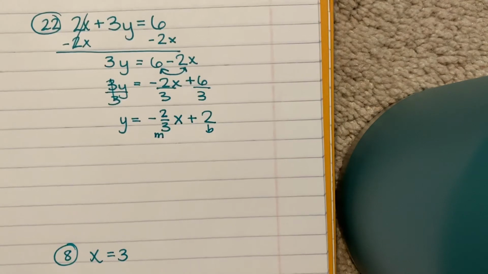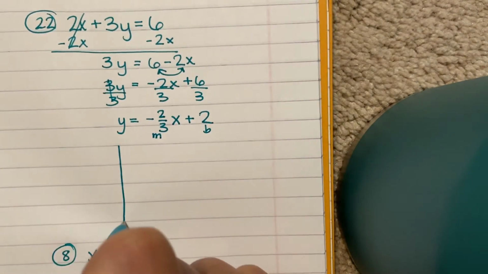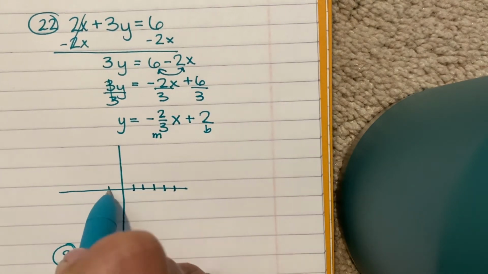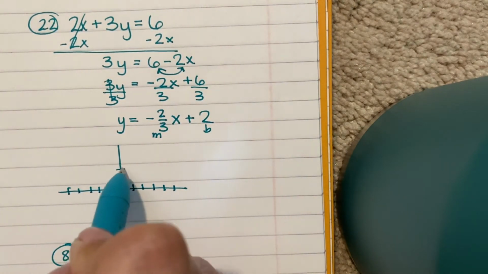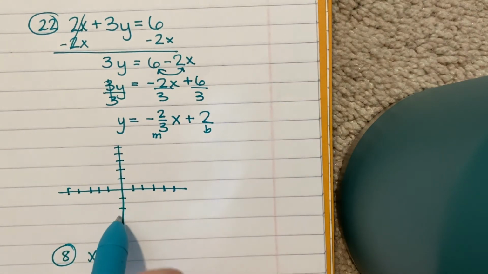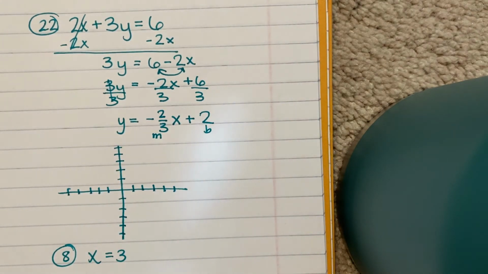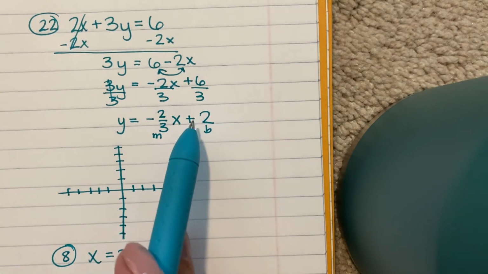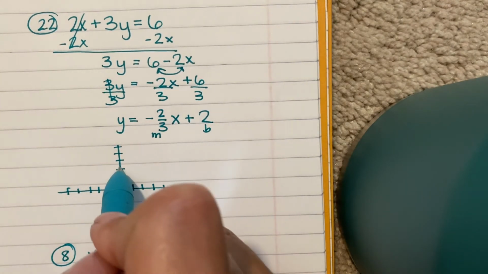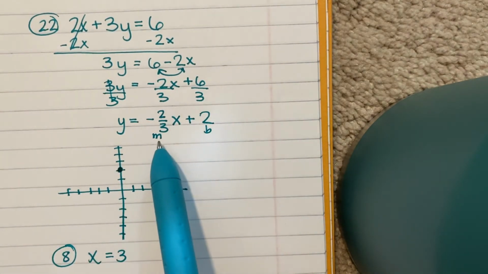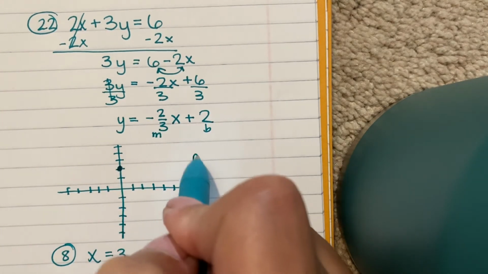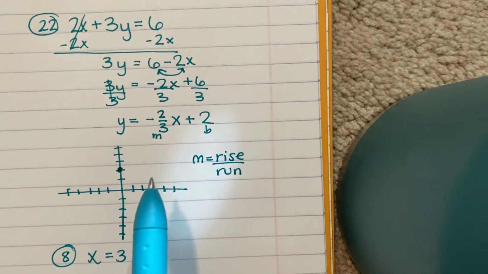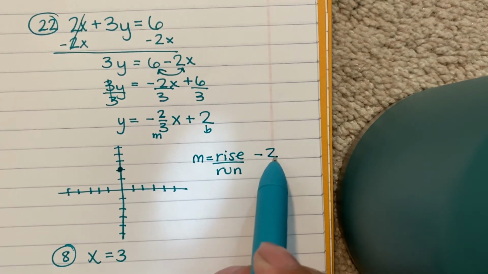Once again, your graph should already be given to you. I'm going to make one really quick. I'm going to begin at positive 2. This is the y-intercept, so I'm going to start on the y-axis at positive 2. How I'm moving is my slope. Remember, m is rise over run. My fraction is negative 2/3.